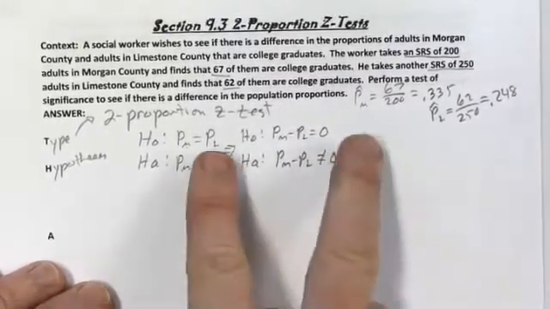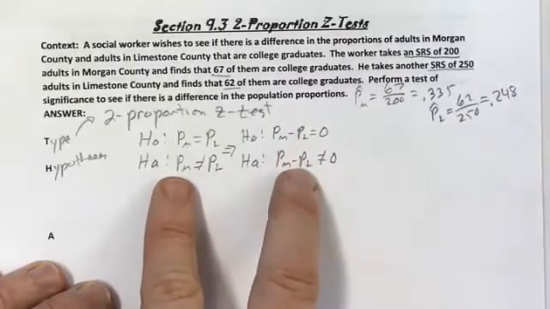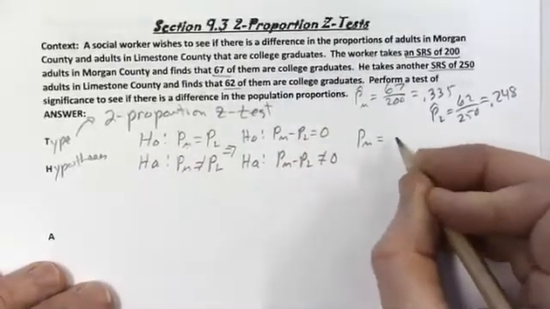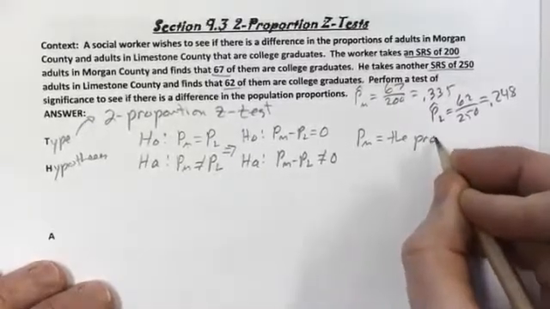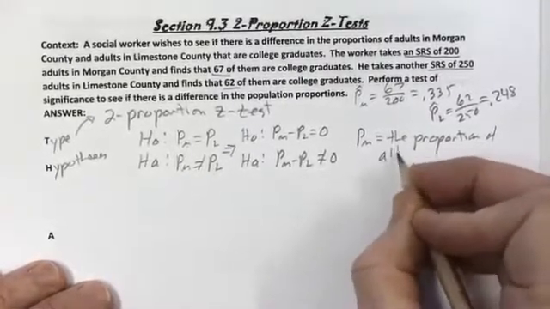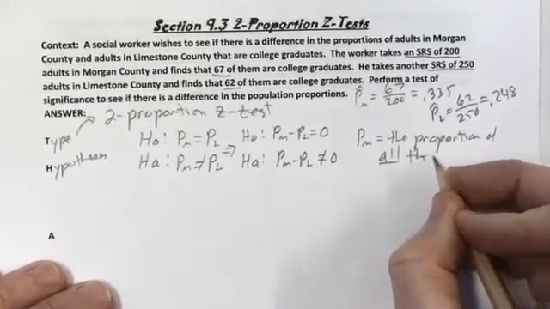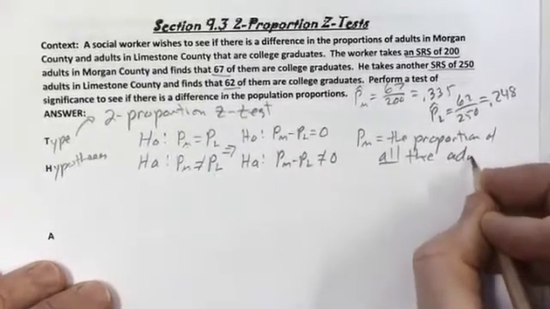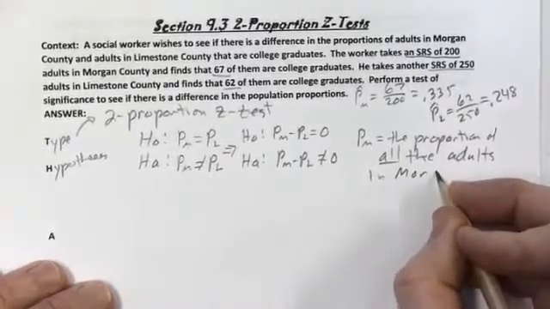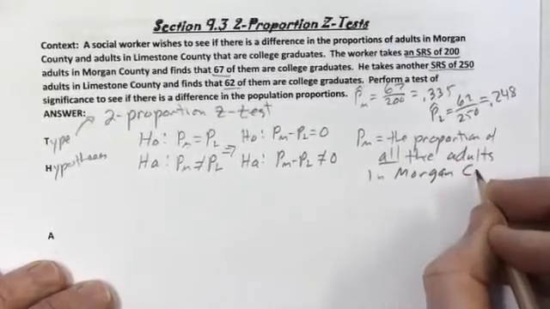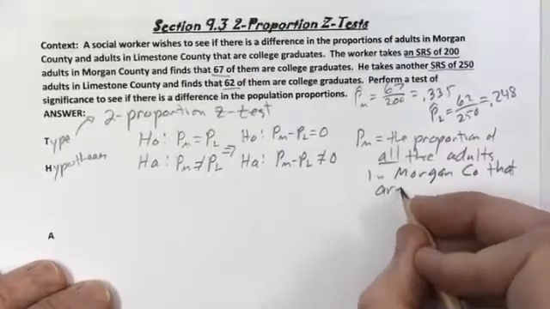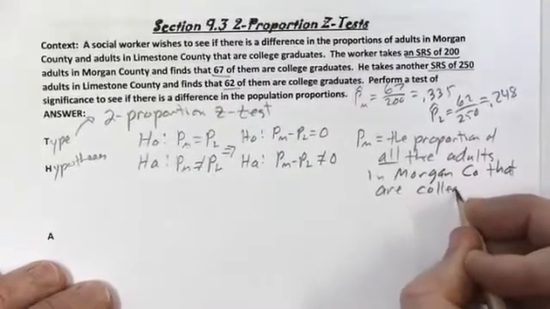And of course, whenever you write any sort of variable like this, make sure and define your variables. So p sub M is equal to the proportion of all the adults in Morgan County that are college graduates.